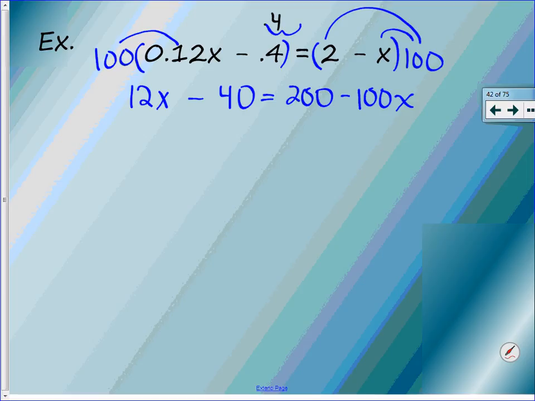So I'm going to add the 100 to both sides. Wait, why did you do that?